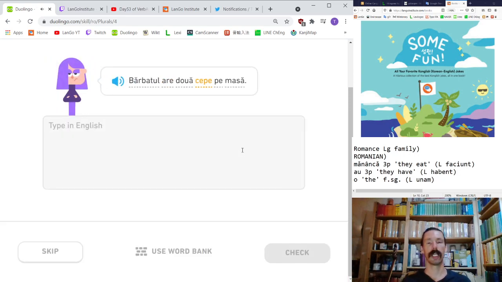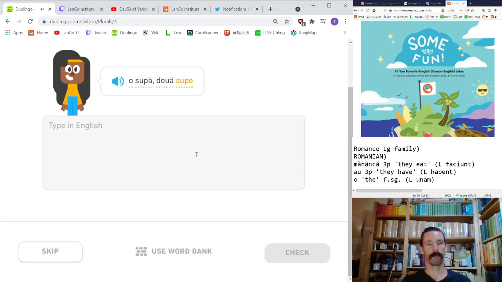Bărbatul are două cepe pe masă. Bărbatul, the man, are, has, două cepe pe masă, on the table. Două, two. Cepe. Onions. Cebola, Portuguese. Masă, from mensam, on the table. O supă. Două supe. So this is o, unam, one. Soup, two soups.